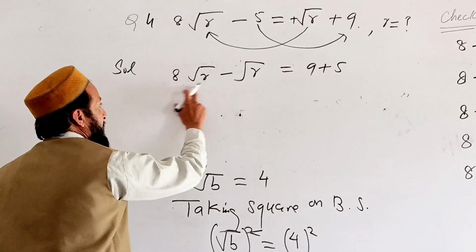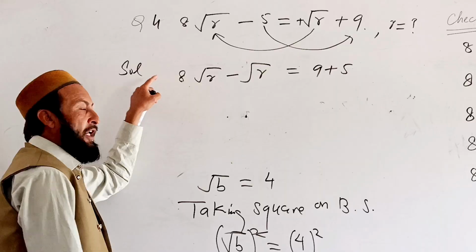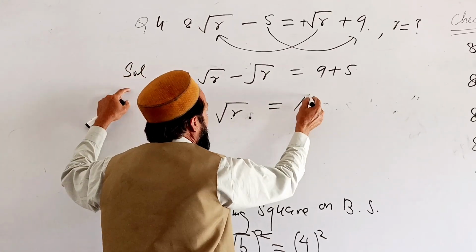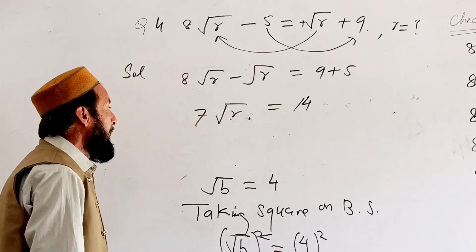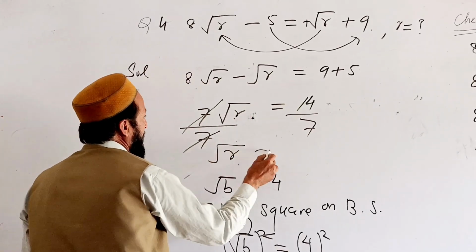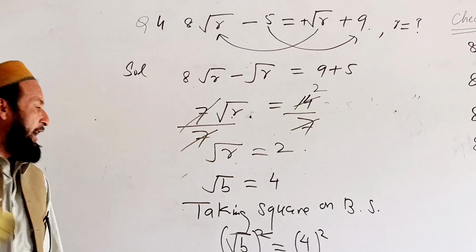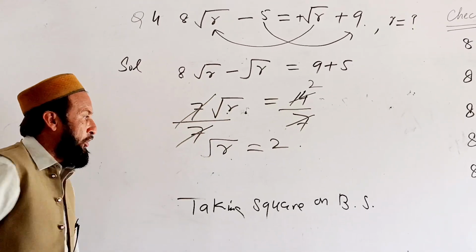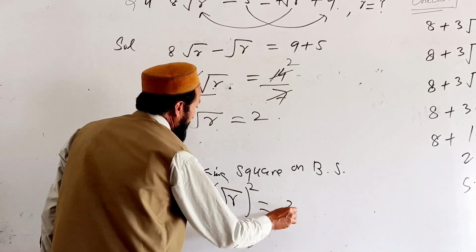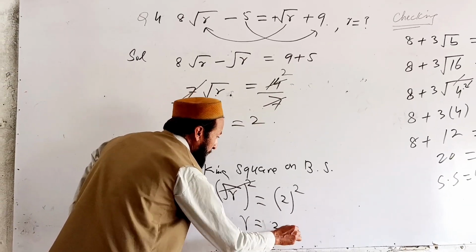Now the coefficients of the square root of r are 8 and minus 1, we get 8 minus 1, 7 under the root r is equal to 9 plus 5, which is 14. Now dividing both sides by 7, the 7s cancel each other, square root of r is equal to 14 divided by 7, which is 2. Now taking the square on both sides, square root of r squared is equal to 2 squared, the square root and square cancel, r is equal to 2 into 2 is equal to 4.